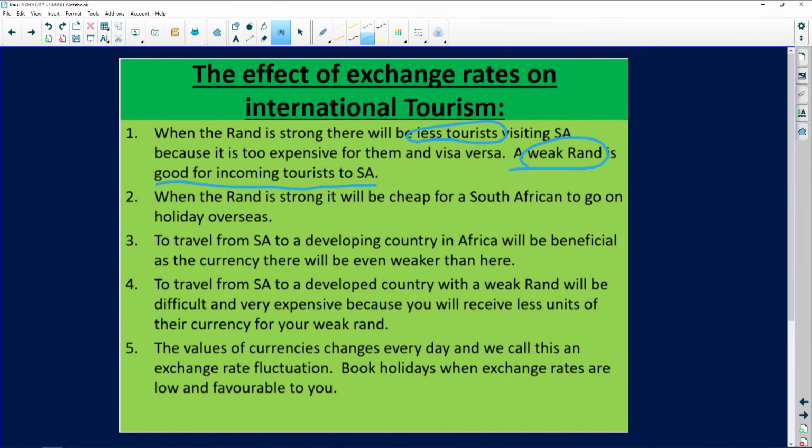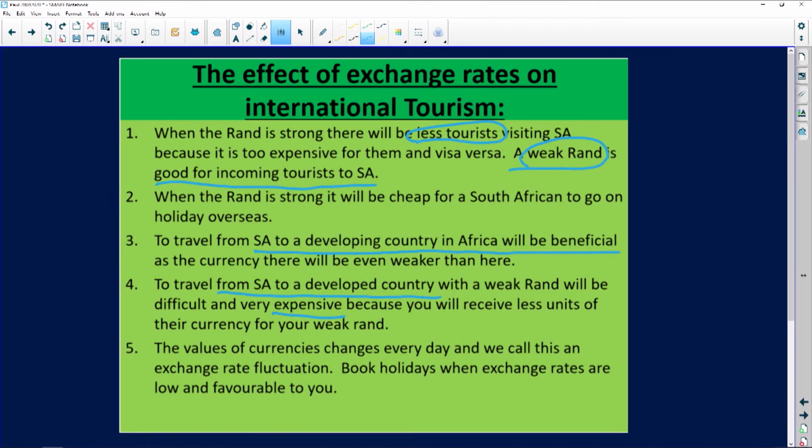To travel from South Africa to a developing country in Africa, that will be beneficial for us if our currency is weak. To travel from South Africa to a developed country, a country like in Europe, America, Australia, with a weak rand will be expensive for us because we're going to get less of those units for a lot of our currency that we have to pay.